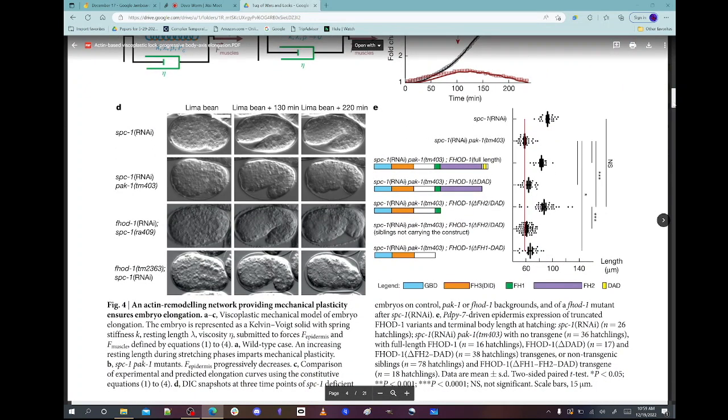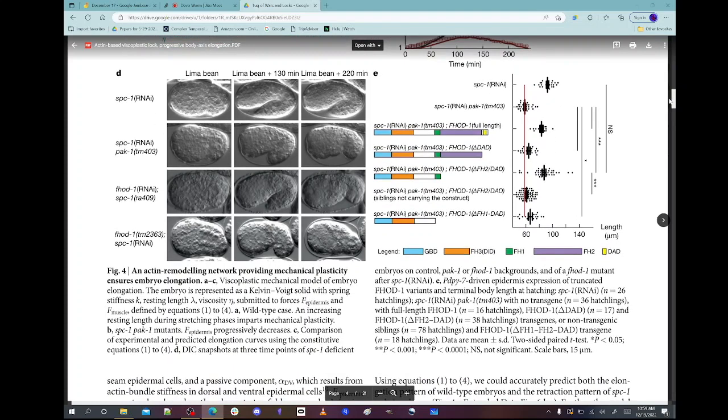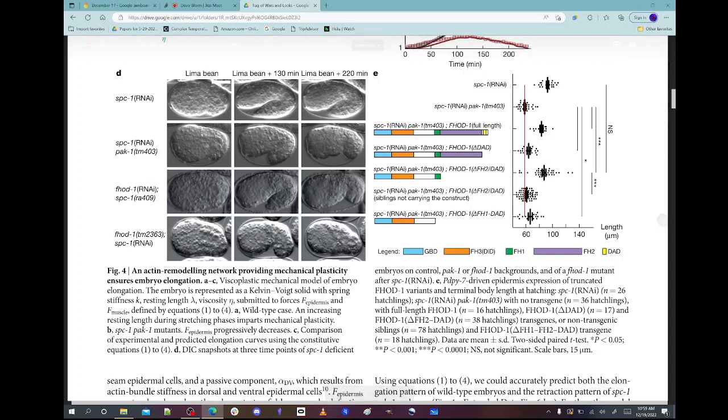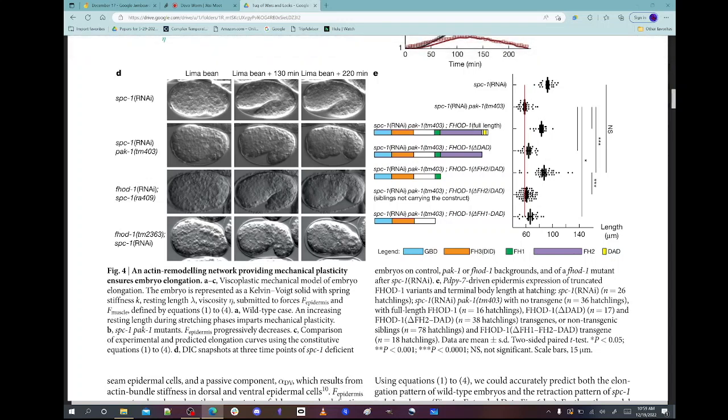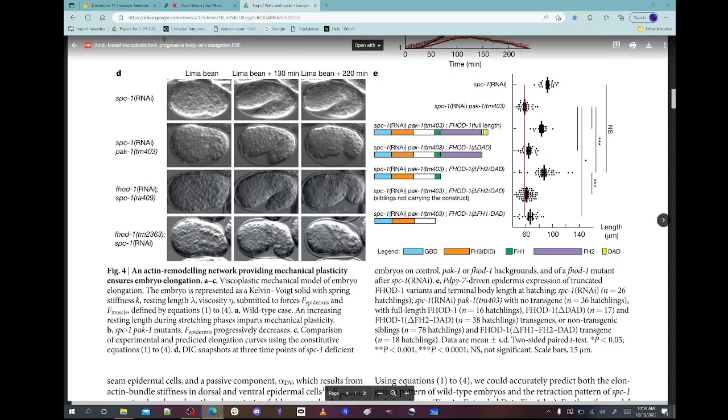And then this D here shows some of these mutants in the lima bean stage, the lima bean plus 130 minutes, and the lima bean plus 220 minutes. And so as you can see, this is what happens in these different mutants. And this FHOD1, SPC1 mutant, SPC1 is treated with RNAi, so it's interfering with the expression of that gene, and you can see that it achieves a comma period at plus 130 minutes, and then it goes back to this shape here.